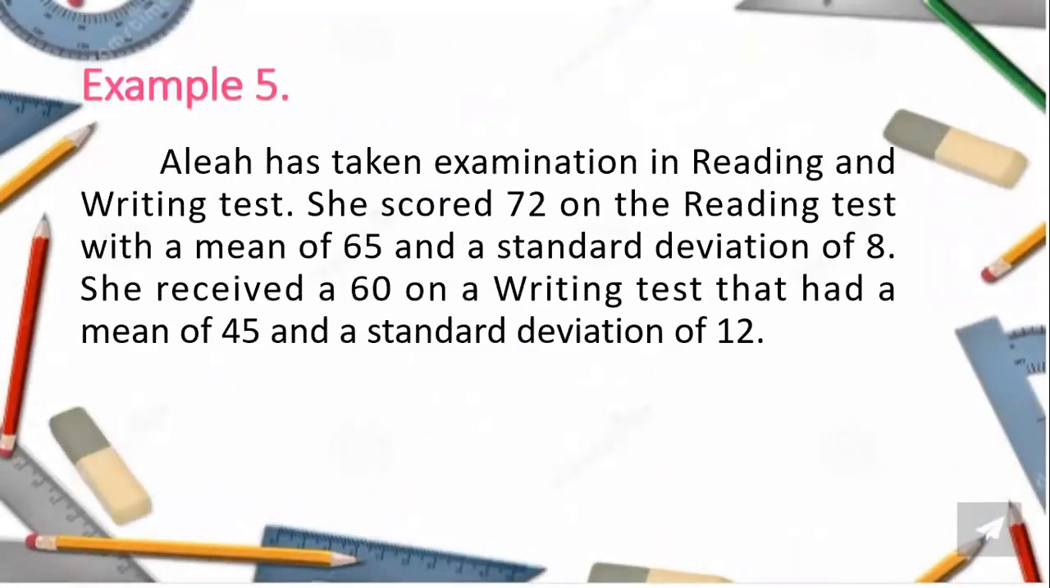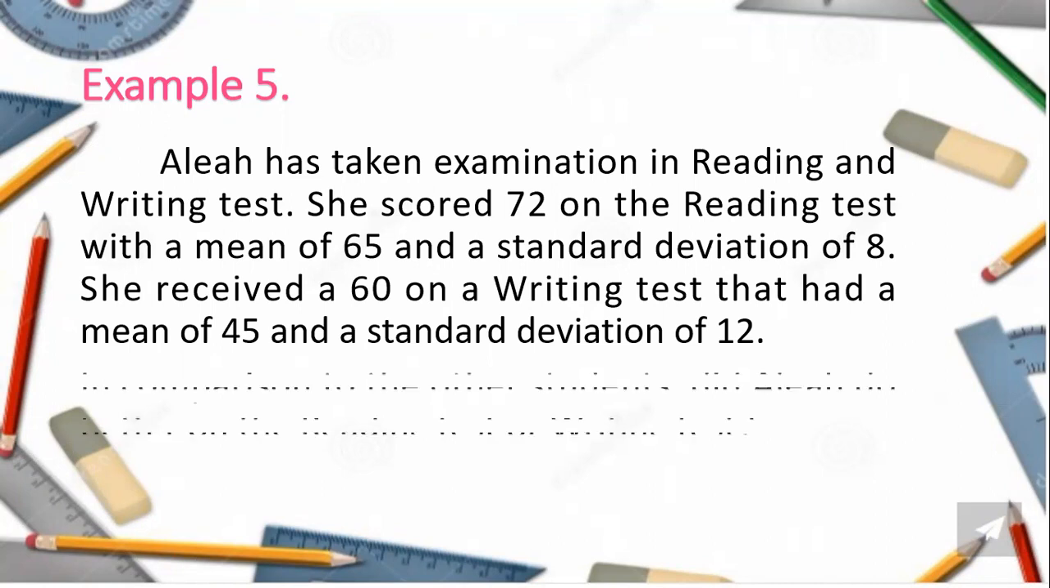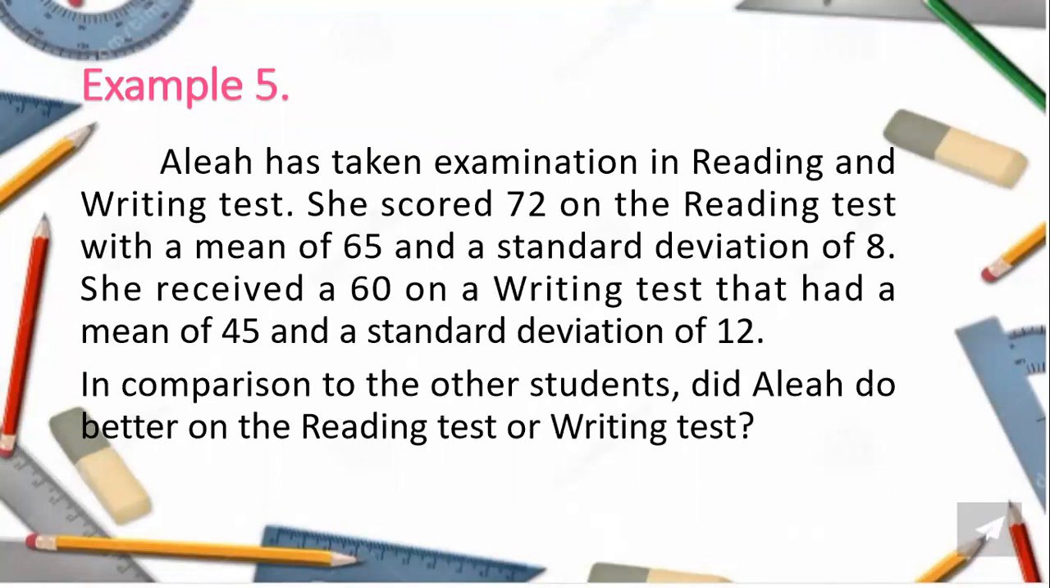So let's consider examples. For example, number 5, Aliyah has taken an examination in a reading and writing test. She scored 72 on the reading test with a mean of 65 and a standard deviation of 8. She received a 60 on a writing test that had a mean of 45 and a standard deviation of 12. In comparison to the other students, did Aliyah do better on the reading test or writing test?